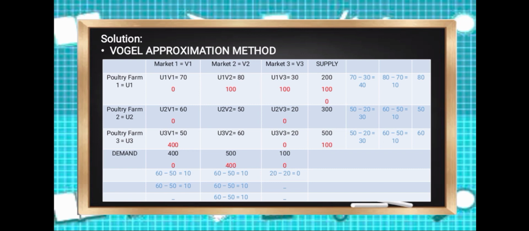So I will find the value of U1V2. Since the demand of column 2 is 500 and the supply of U1 is 100, the minimum of 500 and 100 is 100. So I will put the value of U1V2 equal to 100, then the supply becomes 0, and the demand is 500 minus 100 is equal to 400. So there is still demand in column 2, which is 400.